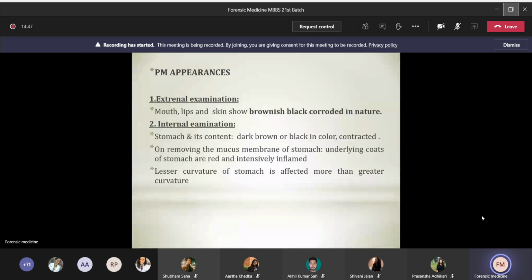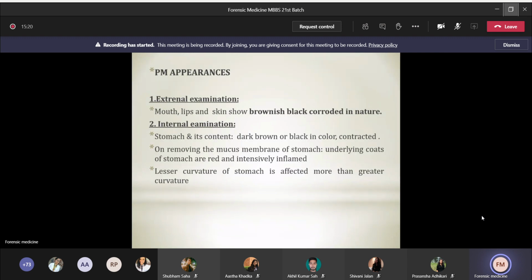Postmortem findings. So the external finding: mouth, lips and skin appear brownish black in color, which is corroded in nature. Okay, that is the only external finding you will see. And the internal finding: stomach and its contents appear dark brown or black in color, and it is contracted. The mucosa of the stomach is contracted. In the mucosa of the stomach, you will see the underlying mucosa red or inflamed in nature.